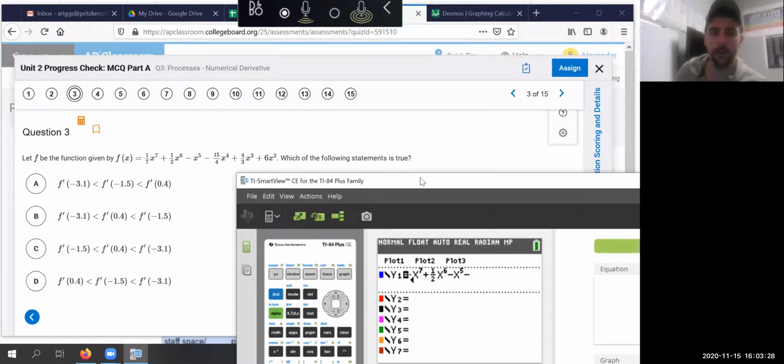So from here, I've already typed in most of this function because I don't want to just have you watch me type, but just some calculator tricks.